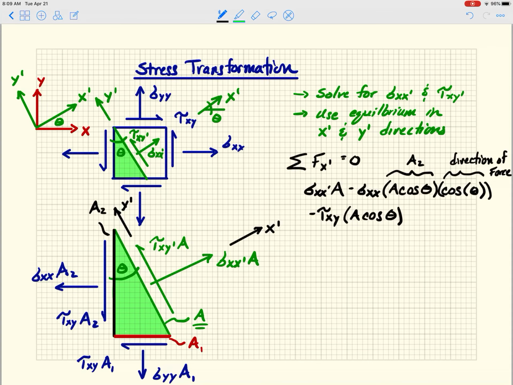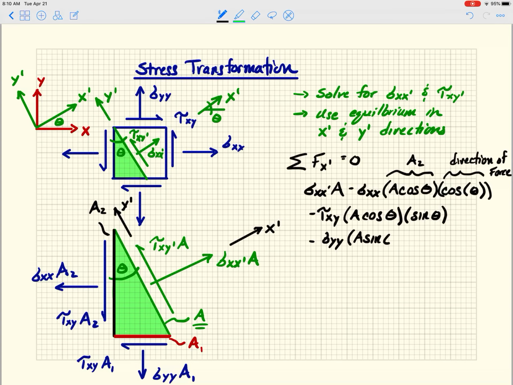The reason it has a cosine theta is that it's acting on the same area too. In order to turn that into a force, I've got to multiply it by the same area. But now it's going in the opposite direction, perpendicular, so I need to make it times sine theta. So that is the force caused by tau xy acting in the x prime direction. And then we can continue with this.